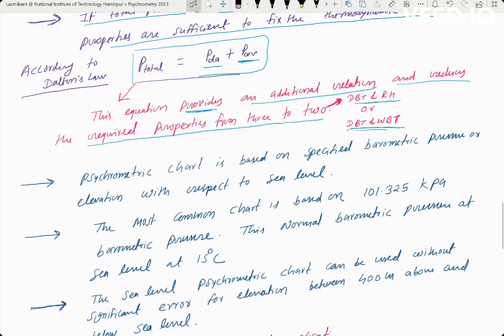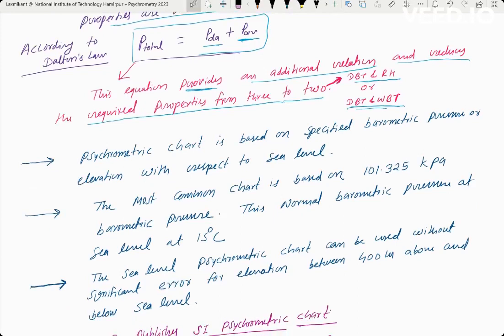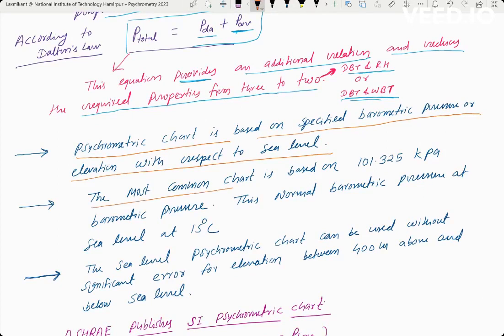Now I will give some information about the psychrometric chart. The psychrometric chart is based on the specified barometric pressure or elevation with respect to sea level. So every psychrometric chart is based on a given barometric pressure of that location. The most common chart is based on 101.325 kilopascal barometric pressure, that is widely used, and we will use this chart to solve the numerical problems. This is the normal barometric pressure at sea level at 15 degrees Celsius.